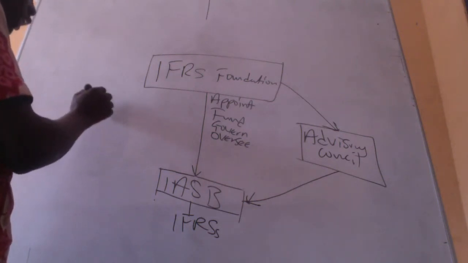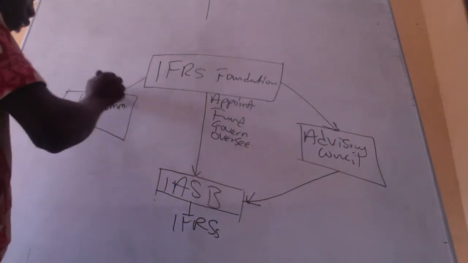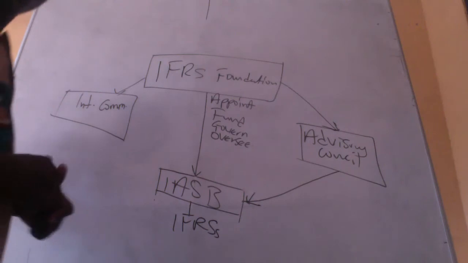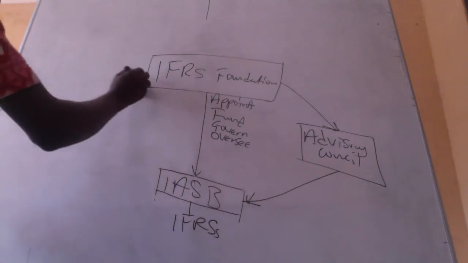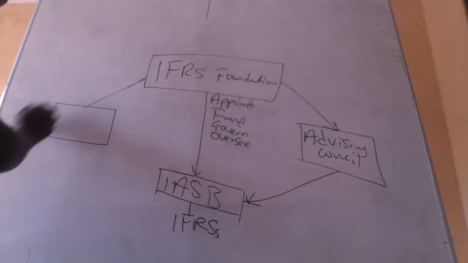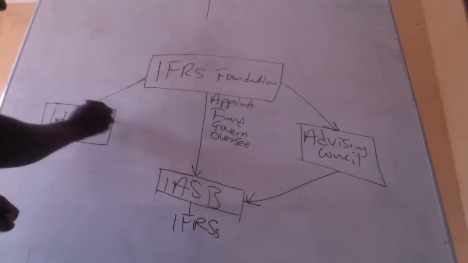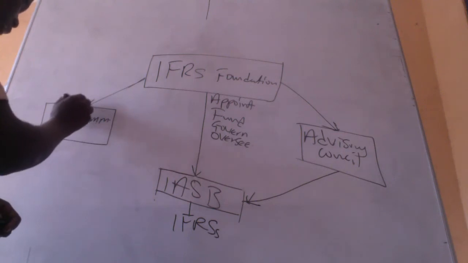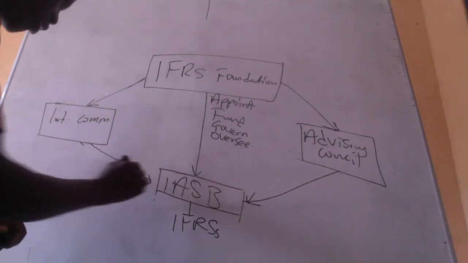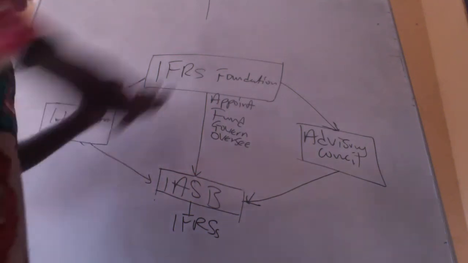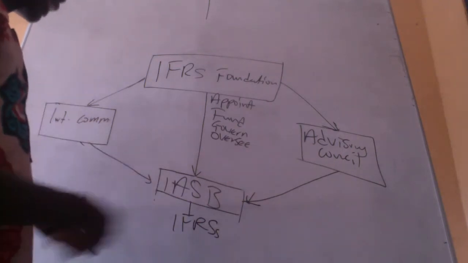So we will talk about the interpretation committee. The interpretation committee is also formed by the foundation. They interpret or enforce the IFRSs issued by the board. So you can see this is the structure of the standard setting body.